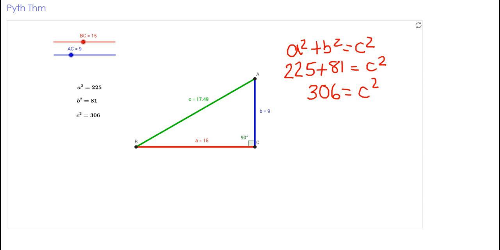And I just want to find out what C is. So I'm going to square root both sides. That's the only way this square is going to go away. So C is equal to 17.49. And there we go.